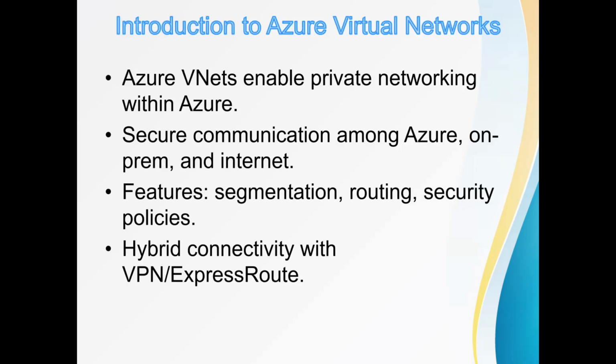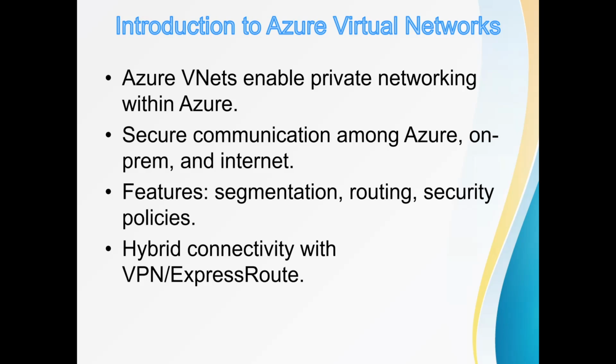What is Azure Virtual Network? Azure Virtual Network enables private networking within Azure. It enables communication and private networking among the resources within Azure. It ensures secure communication among Azure resources, with on-prem, and with the internet. The resources can communicate within Azure, with on-prem data center resources, or with the internet.